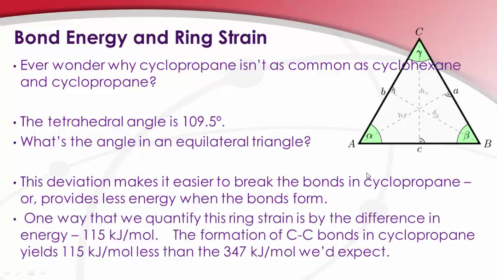And we can quantify that ring strain by looking at the measured difference in bond energy, bond dissociation energy. The bond energy is very different from the 347 kilojoules per mole we would expect from a carbon-carbon bond. In fact, the cyclopropane bonds yield 115 kilojoules per mole less. So almost 1/3 of the strength of the bond is gone on the basis of ring strain.